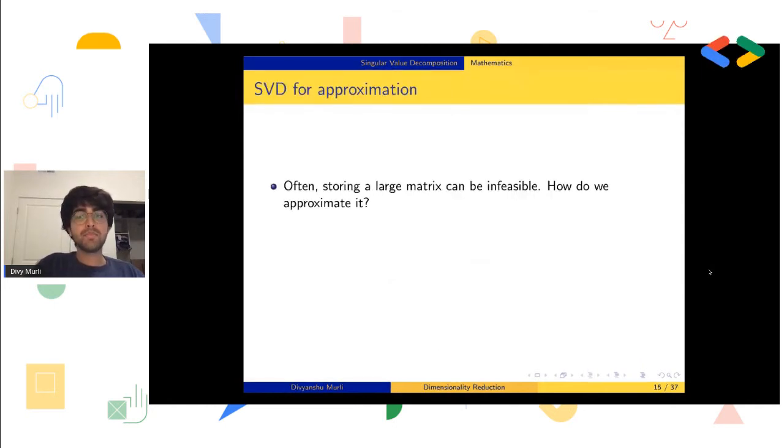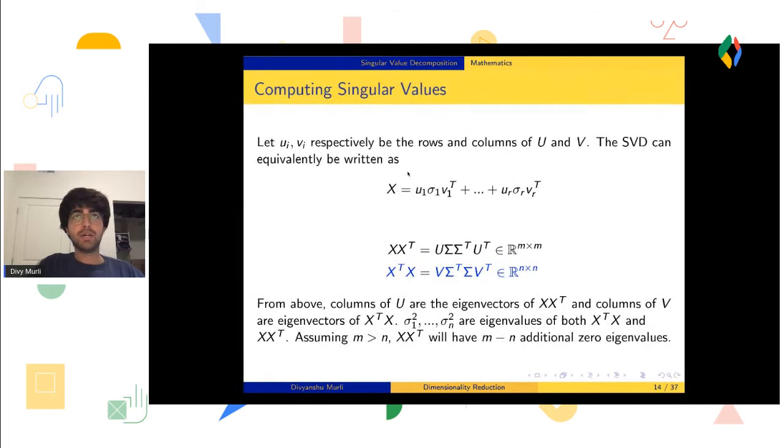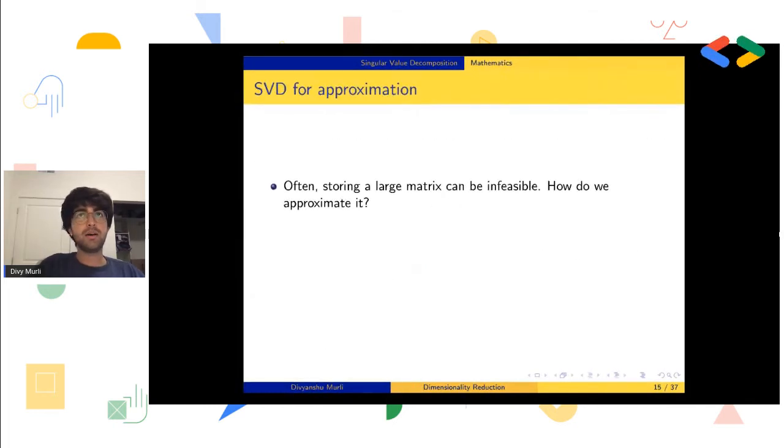So I mentioned these are building blocks, and now let's talk about why that is the case. Well, actually, I'm not quite there yet, but we're getting there. Storing a large matrix can be computationally infeasible, especially if it's a really large matrix. So what SVD is really good for is approximating a large matrix, because oftentimes all we care about is the approximate answer, the approximate matrix itself. We don't really care about what it actually is.